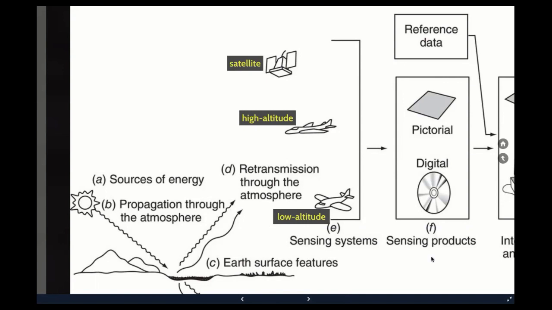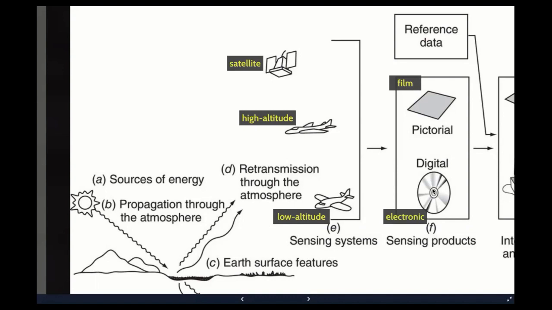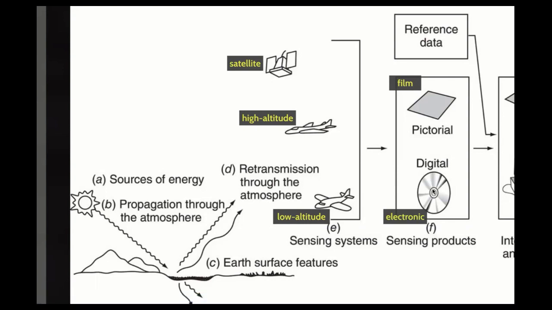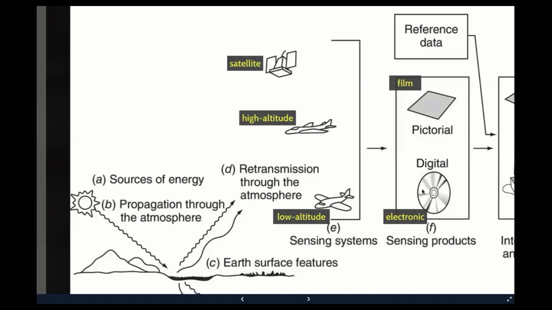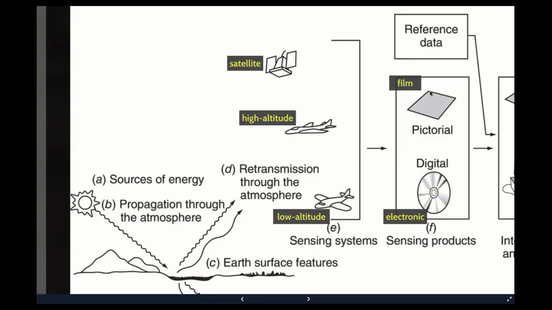In terms of the sensing product, in this class, and in most modern-day remote sensing, we'll be using digital data, the data you will download from USGS, from ESA, or any other source to your computer as a file. However, back in the early days, there was film-based data for different applications, for image interpretation and photogrammetry, and there is still a lot of use of film-based data. But for this class, we'll be focusing on electronic-based data, the digital image.